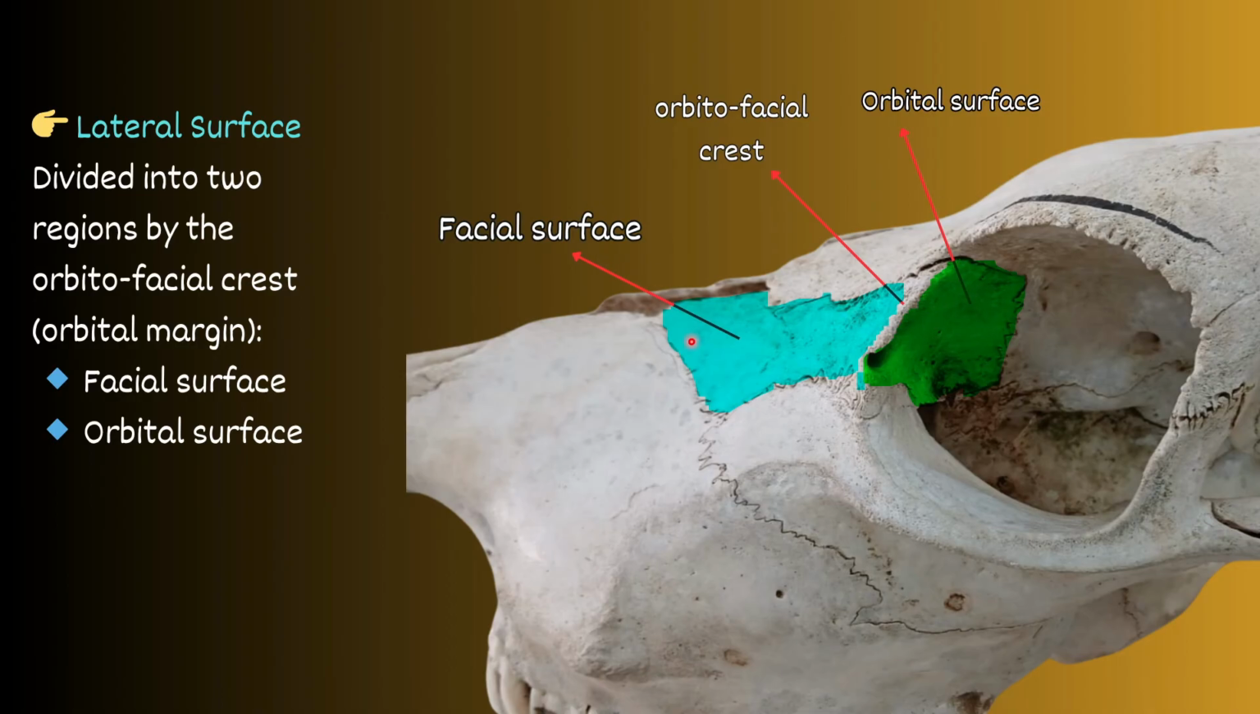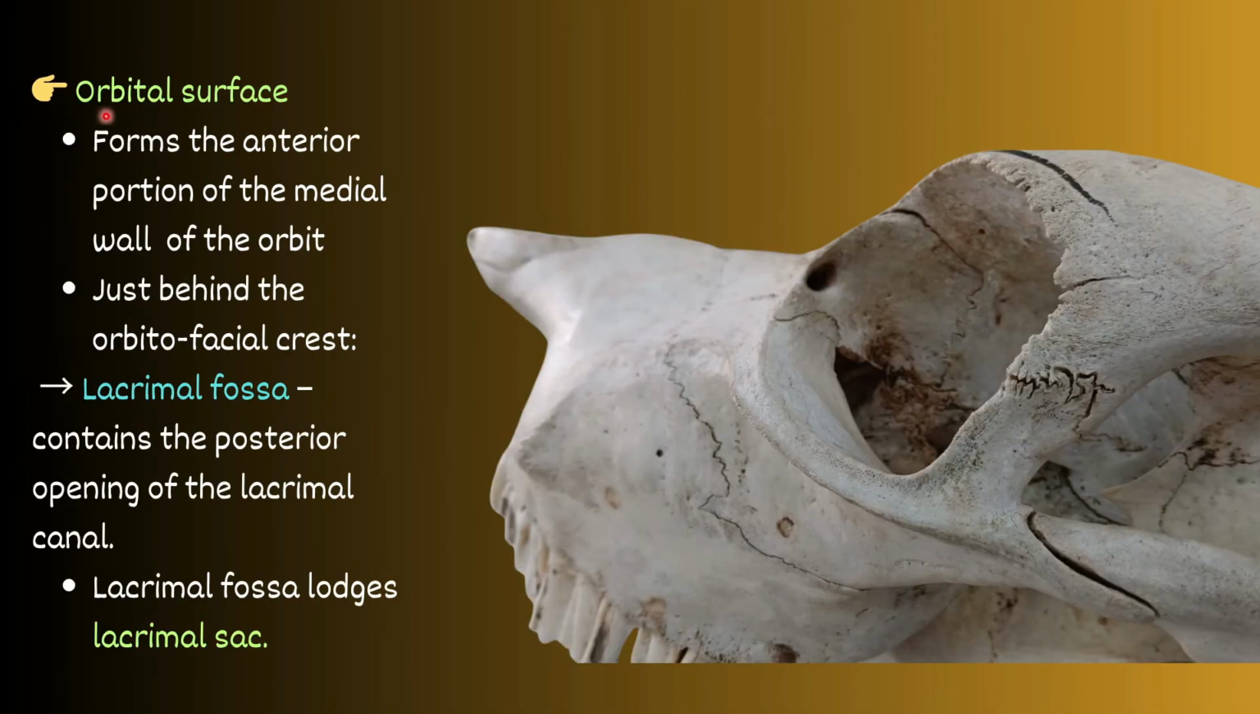So this is the facial surface of the lacrimal bone, this is the orbital surface of the lacrimal bone, and this is the orbitofacial crest. First we discuss the orbital surface, meaning this surface. The orbital surface forms the anterior part of the medial wall of the orbit.